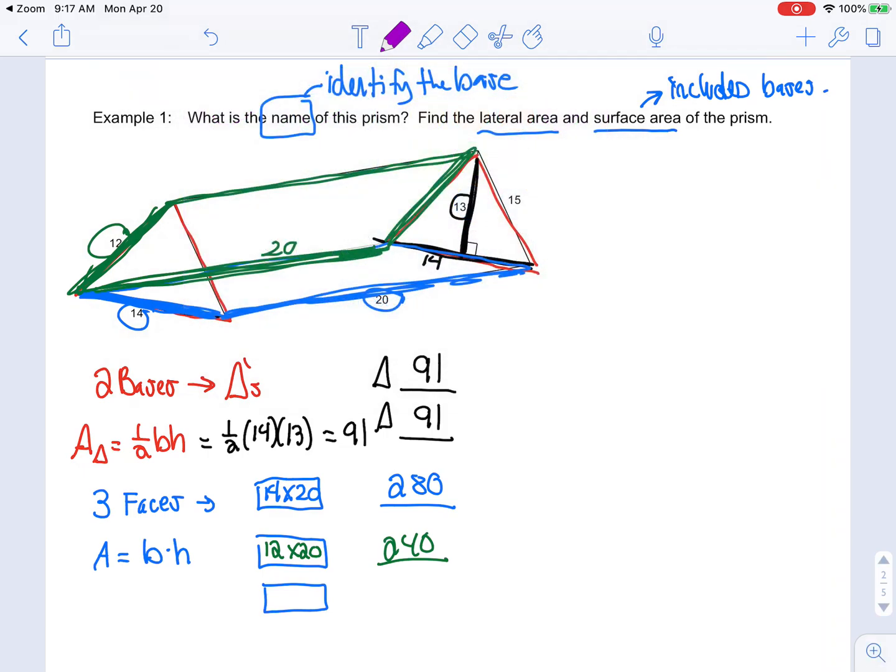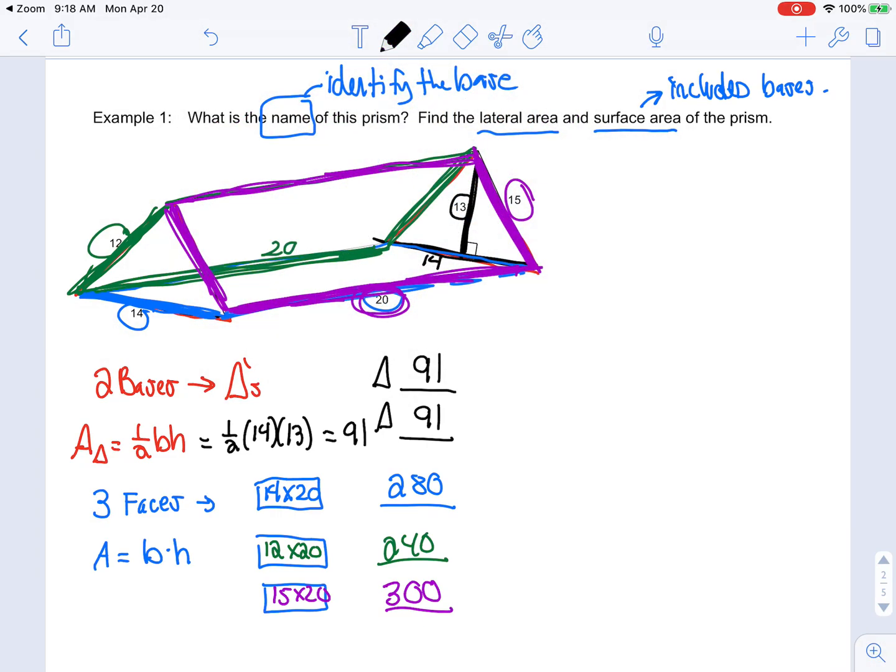And then our final rectangle is going to be the rectangle that was in the front. So that is this one. And if we look at that rectangle, we can see that this length is 15, and once again, this longer length is still 20. So this rectangle is 15 times 20, giving me a third rectangle of 300.